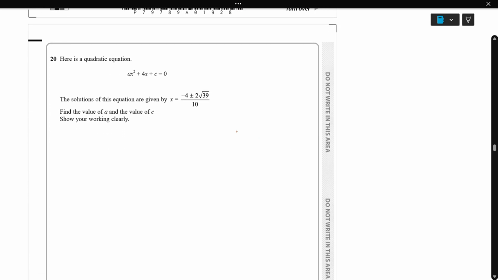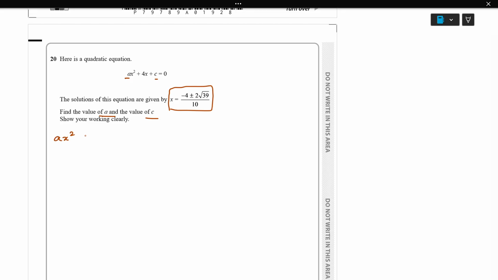Next, question 20. Here is a quadratic equation. The solution is also given. In the quadratic equation, a and c are missing, so find the values of a and c. Show your working clearly. First I'll take the given quadratic equation, ax squared plus 4x plus c equals 0. As we know the quadratic formula, x equals minus b plus or minus the square root of b squared minus 4ac, over 2a. Here a is a, b is 4, and c is c.